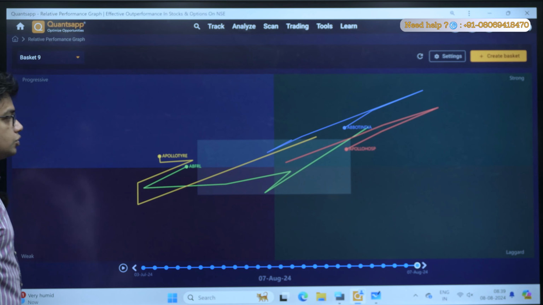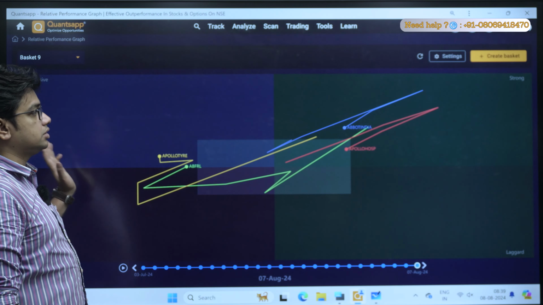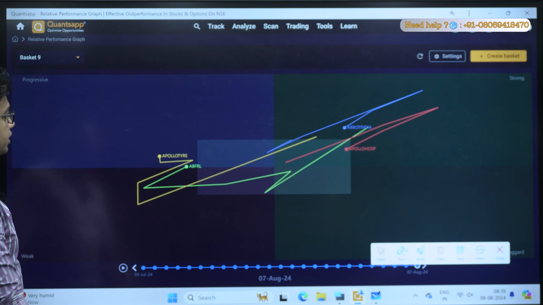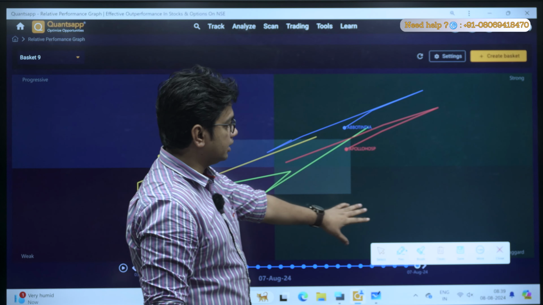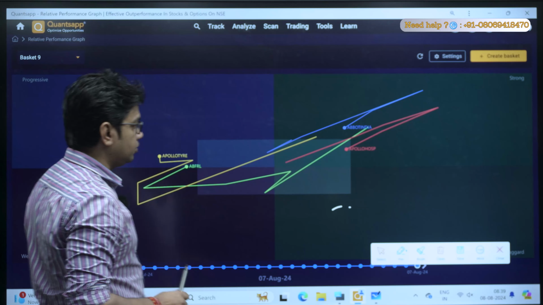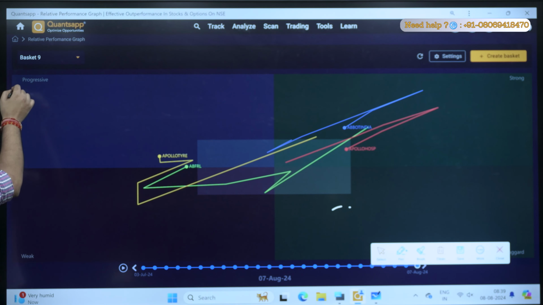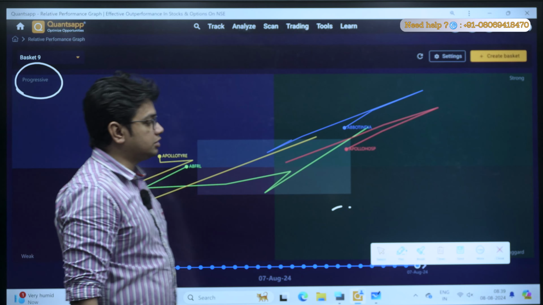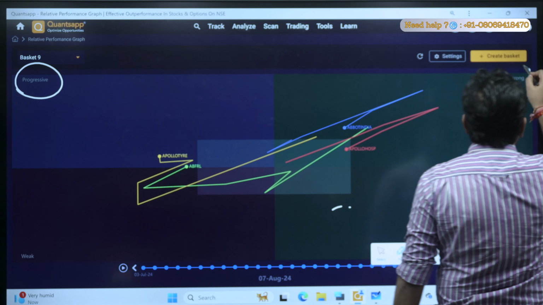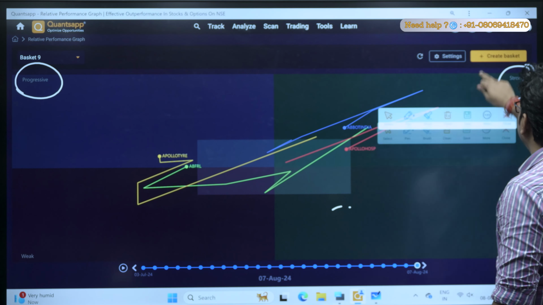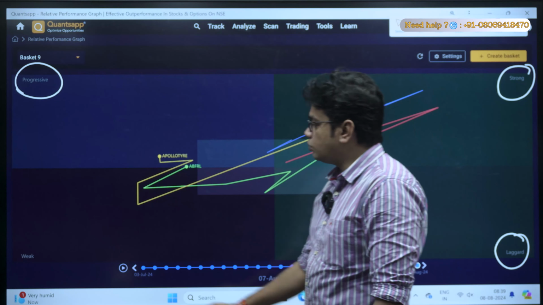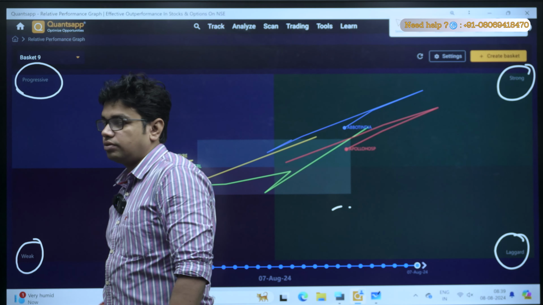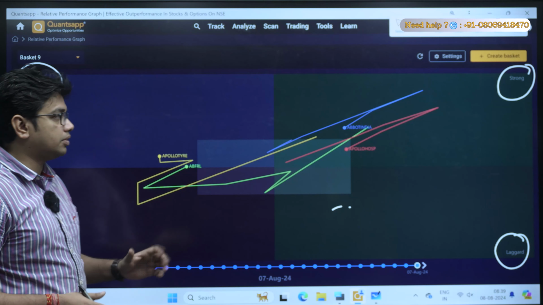Here you can see this tool consists of 4 quadrants: the blue one, purple, then the green one, then the gray one. I will explain in detail. The first one is the progressive zone, then the second one is strong, the third one is laggard, and the fourth one is the weak zone. Let me give you the details about these quadrants.